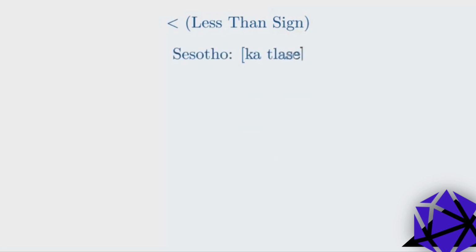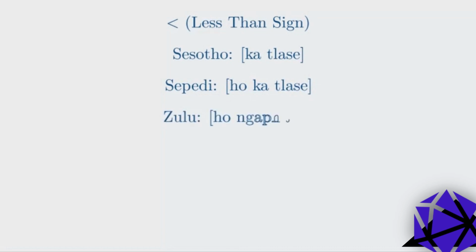Now let's look at symbols that compare values. This is the less than sign. It points to the smaller number. Think of it as a hungry crocodile with its mouth open towards the bigger meal. In Sesotho, we say, katlase. In Sepedi, we say, ukadlase. And in Zulu, we say, ho ngafansi.